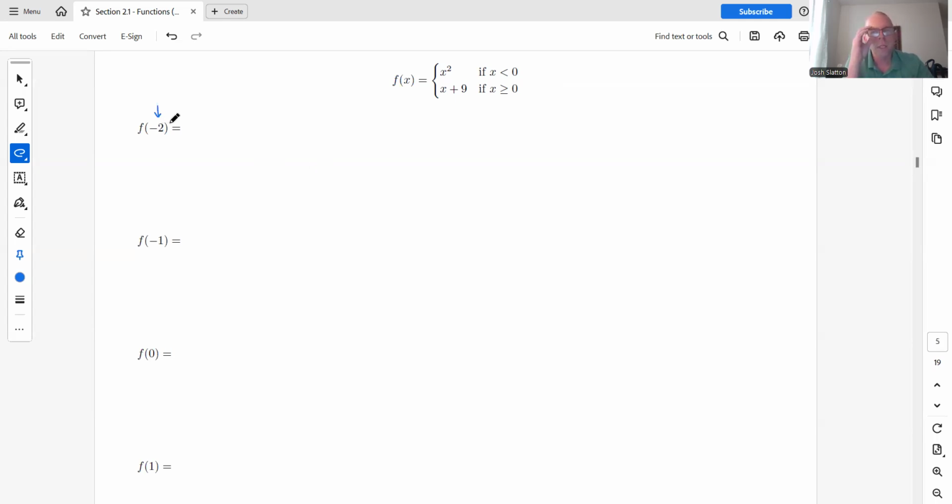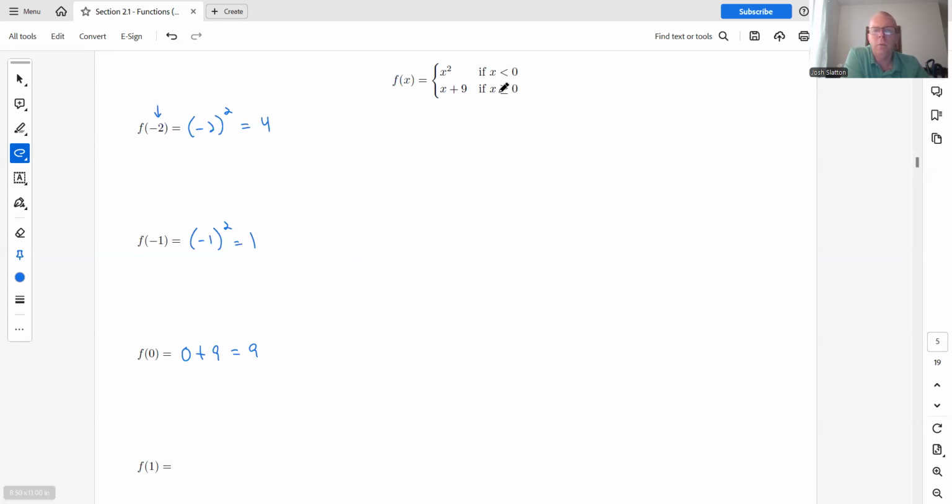So in this case, -2 is less than 0. So we're going to plug it in up here. So here we have -2 squared. And -2 squared, of course, is 4. F of -1, -1 is less than 0. So we're going to plug it into x squared. And so we have -1 squared, which of course is 1. 0 is greater than or equal to 0. It's equal to 0, obviously. So we're going to plug it into the x plus 9. So we have 0 plus 9, which is 9.